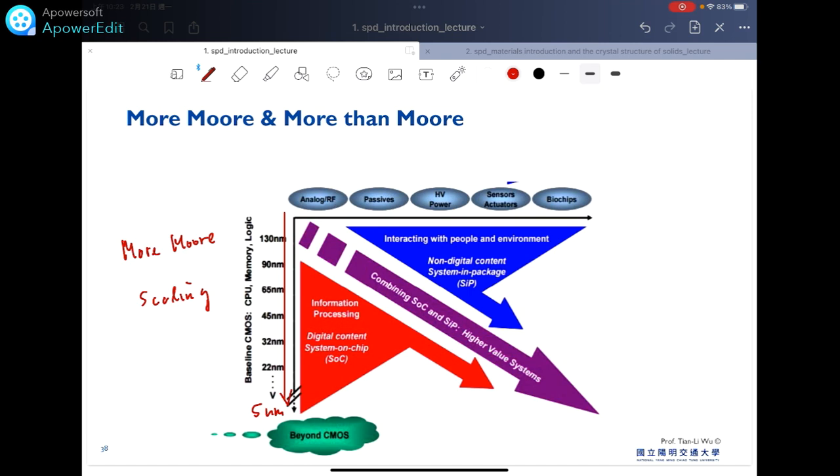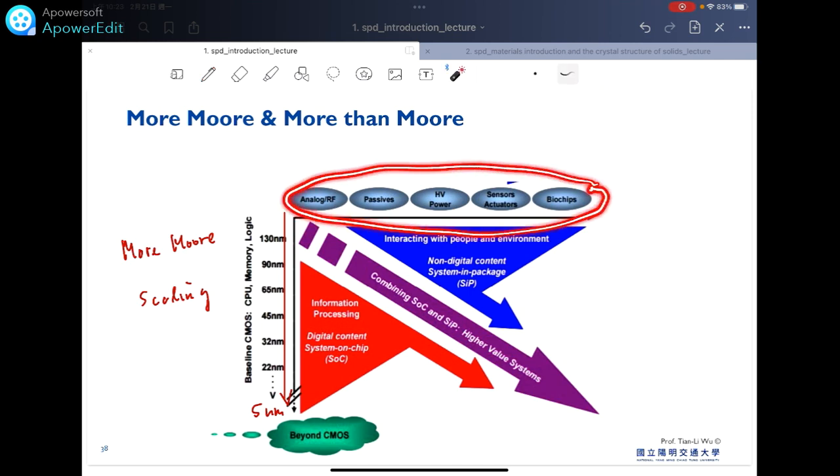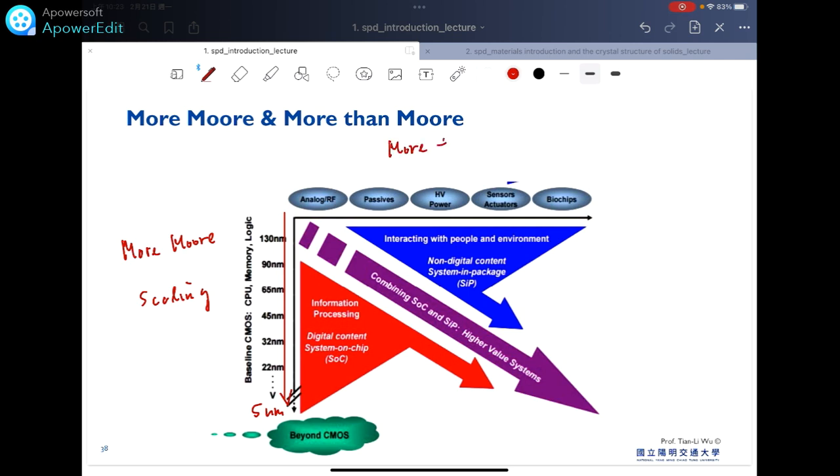But actually there's another part, which is here, that we consider as a more than Moore technology. So the more than Moore technology is some technology interacting with the people and environment. That's for example, if we have the RF technology, that's actually related to the one we are using very often now, the 5G or 6G for the communication here. So we need to have the RF technology. And also you can see that there's a high voltage and power here. This is also related to, for example, the recently very popular technology, the adapter. We can have the fast charging adapter.